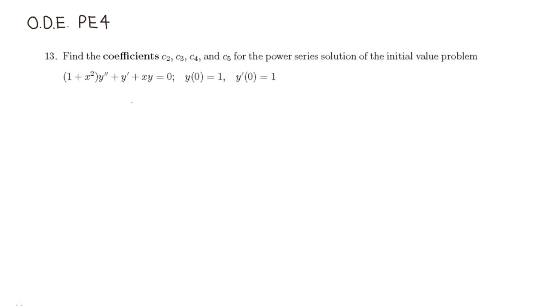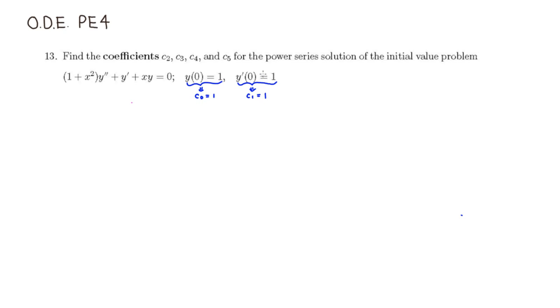Alright, let's look at the ODE Practice Exam 4, problem number 13. So let's find the coefficients C2, C3, C4, C5. As usual, these initial conditions give us the C0 value here. C0 is 1. So y prime of 0 equals 1 gives us C1 equals 1, right?